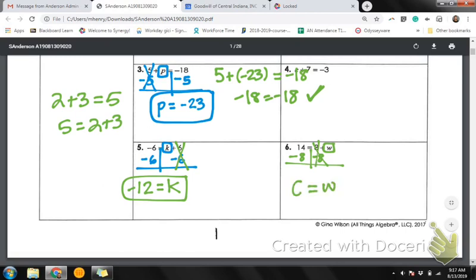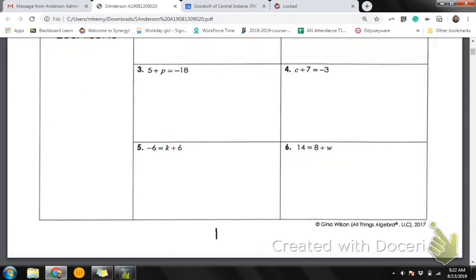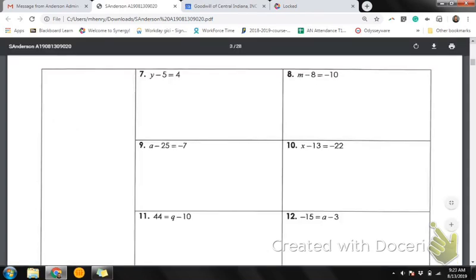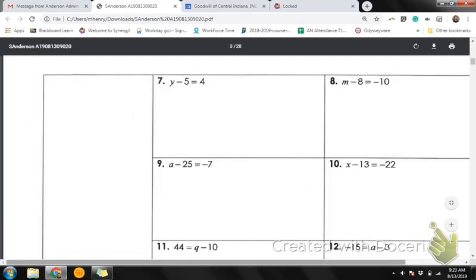W equals 6. Did anybody else get W to be equal to 6? Okay. All right, let's turn the page. Why do these look a little bit different on this page? Because it's starting with subtraction, right? But we know the opposite of subtraction is what? Addition. Okay? So on number 7, I'm going to find my y.